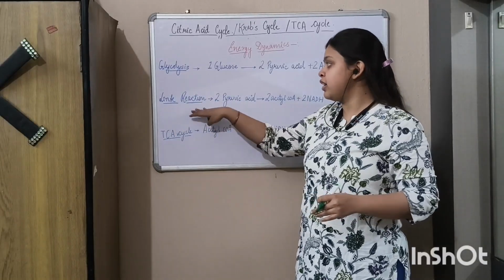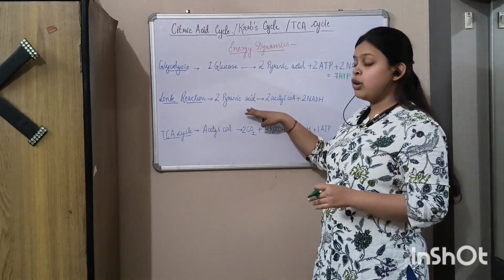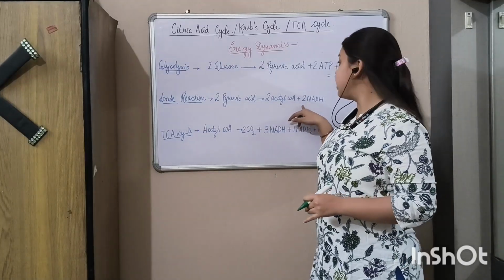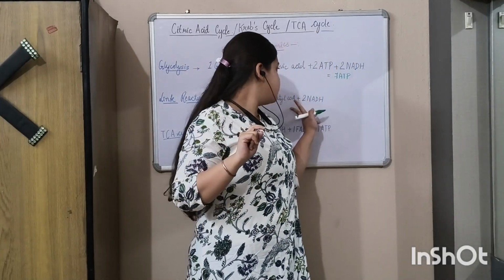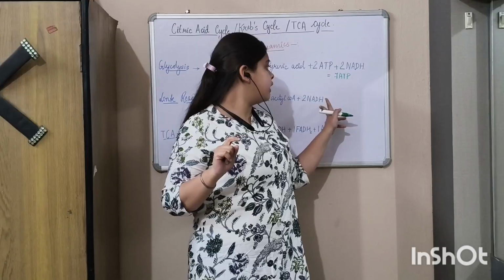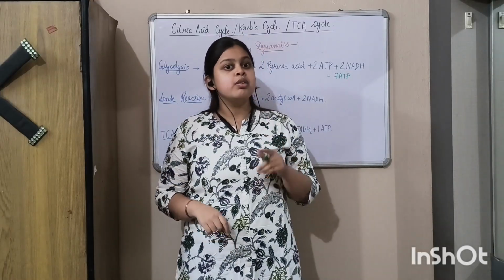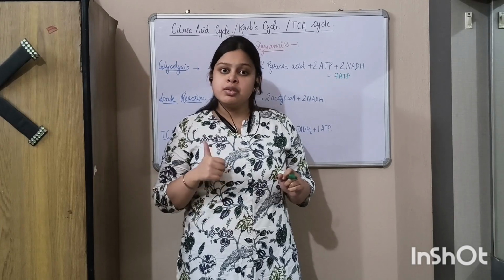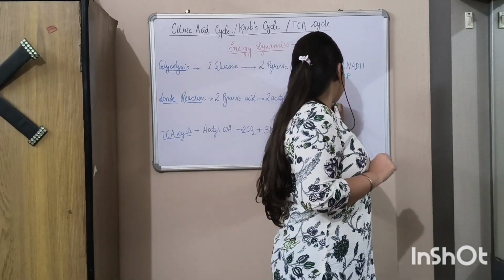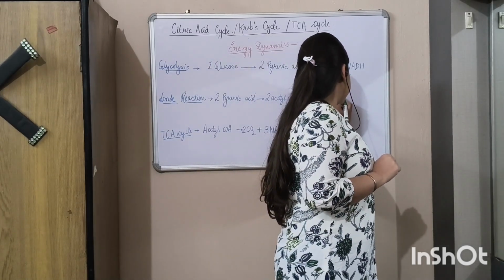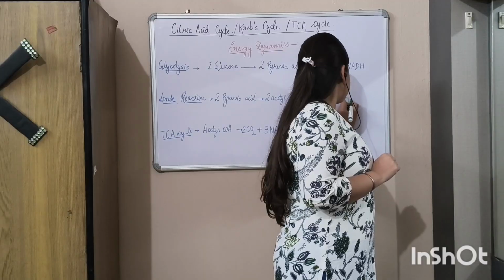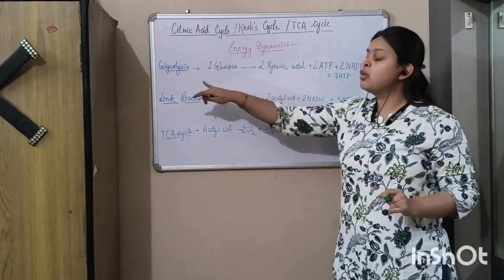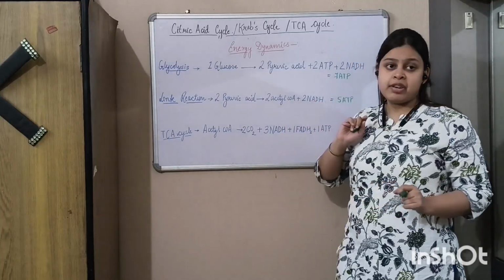Now from the link reaction, the two pyruvic acid molecules are broken down into two acetyl coenzyme A molecules and two NADH molecules are released in the process. Again, one NADH is worth 2.5 ATP. So two NADH molecules will be worth 5 ATP. So from the link reaction we are getting 5 ATP, from glycolysis we are getting 7 ATP.